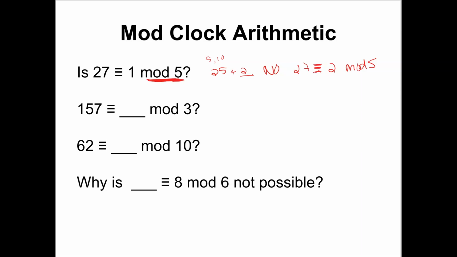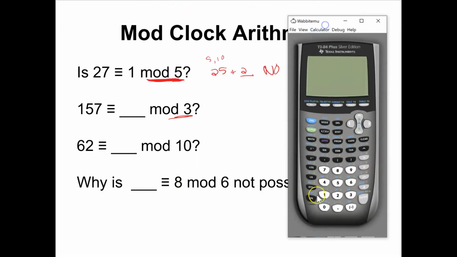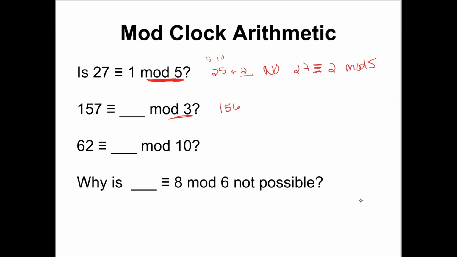All right, 157 is equivalent to what mod 3? Well, I'm certainly not going to list out my multiples here. So I'm going to do something a little different. I'm going to use my calculator. What is 157 divided by 3? I just want to get my biggest number. I know it's a decimal. 52. Okay, what's 52 times 3? 156. That is going to get me close. 156 is really close to 157. What's the remainder to get to 157? 1.